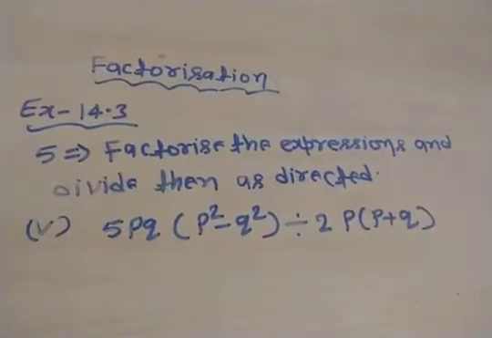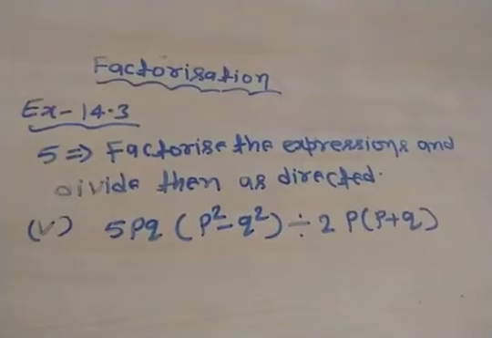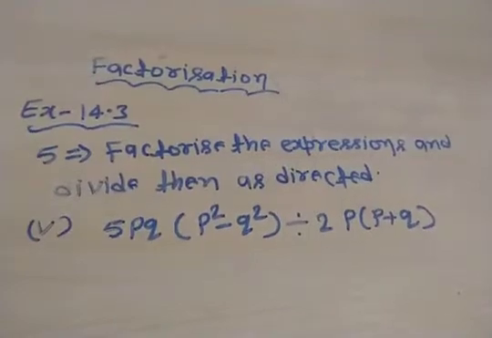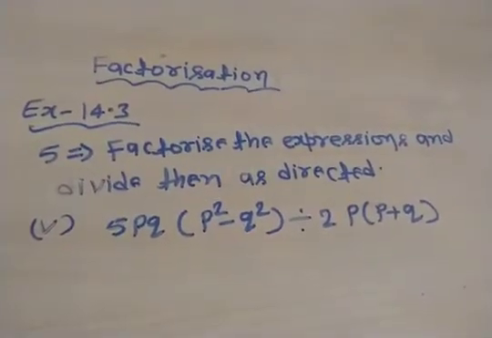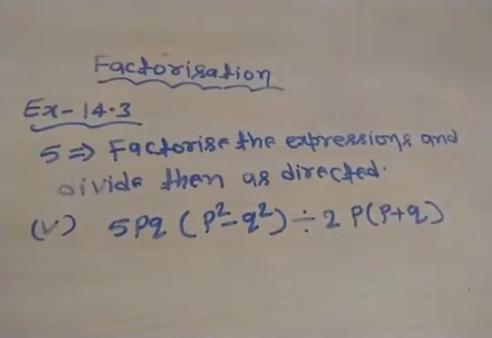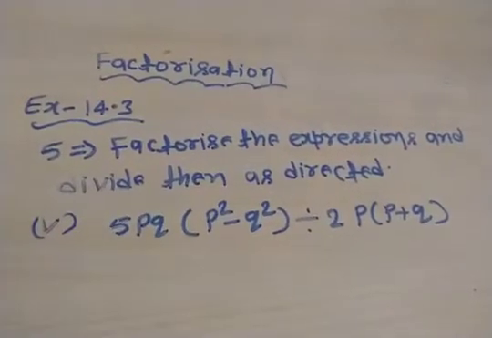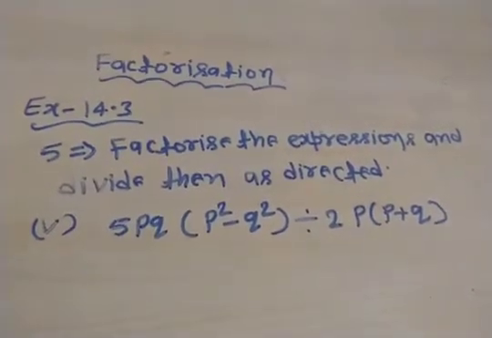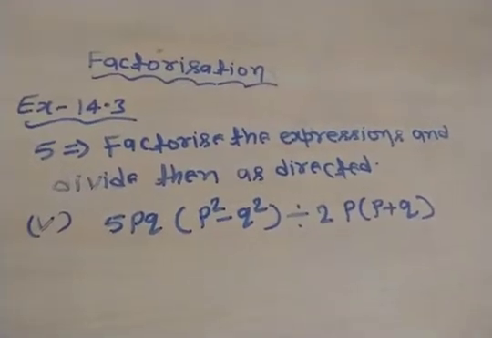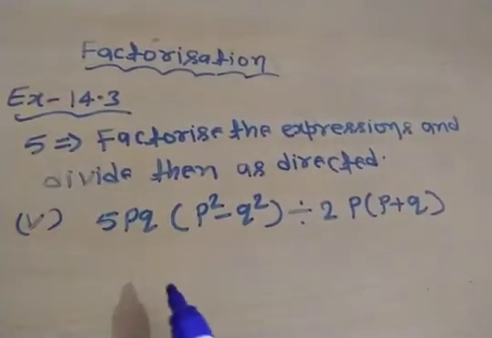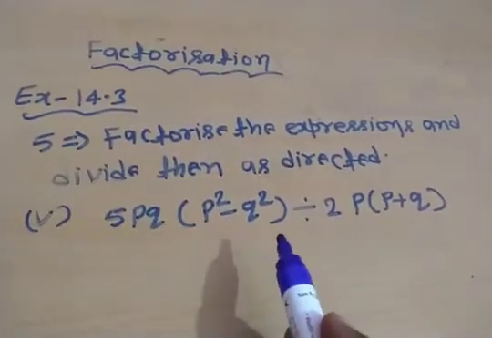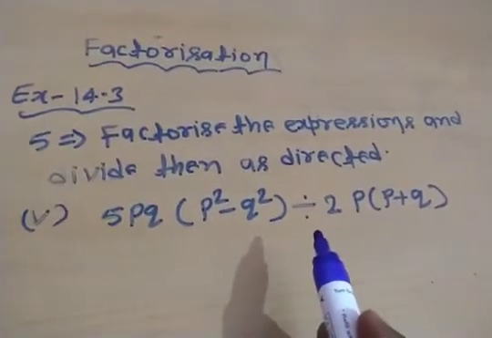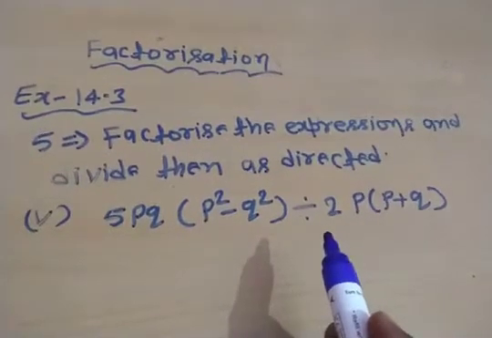Today we are going to solve exercise 14.3 of factorization. Question number 5. Factorize the expression and divide them as directed. First part of this question 5 is given here: 5pq(p square minus q square) divided by 2p(p plus q).